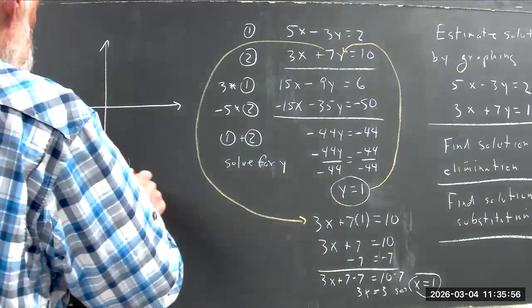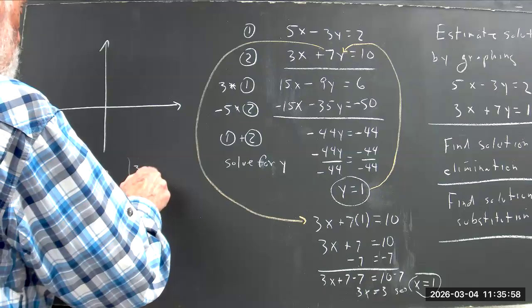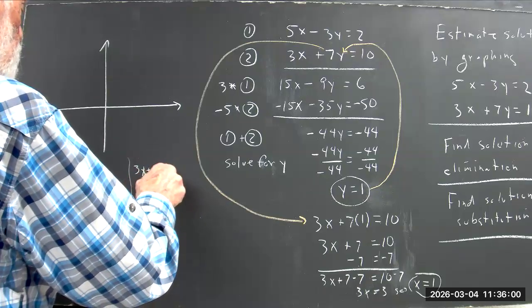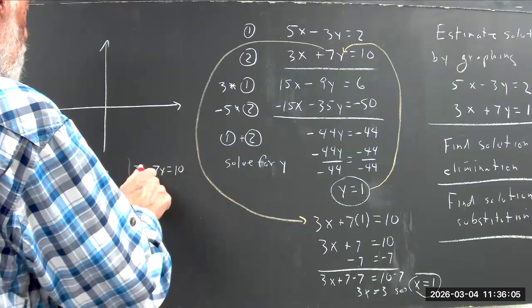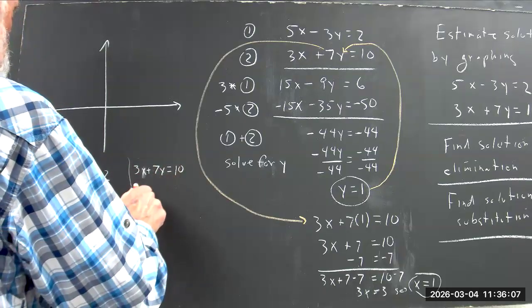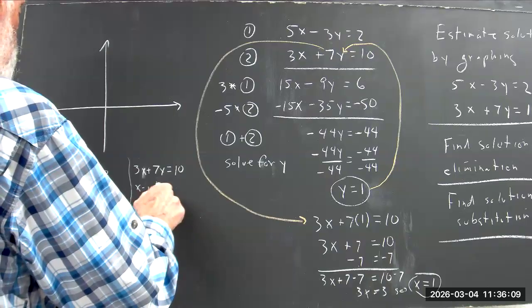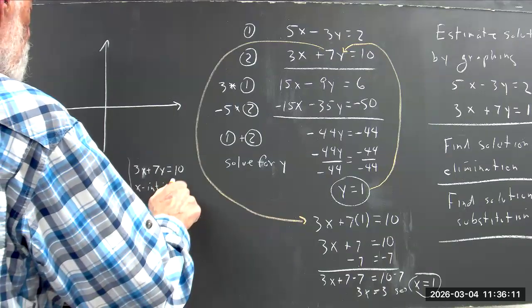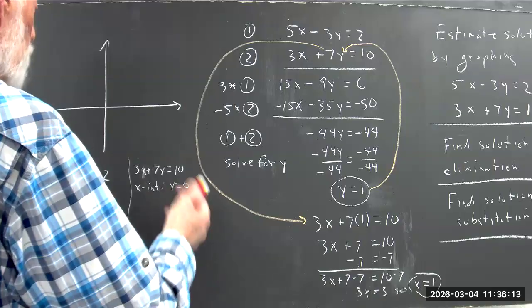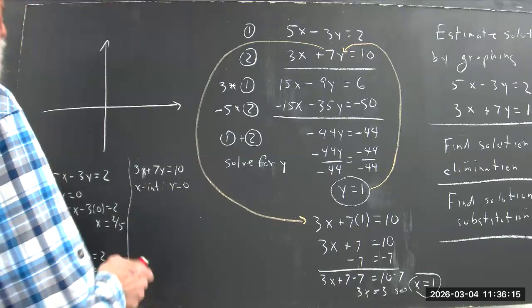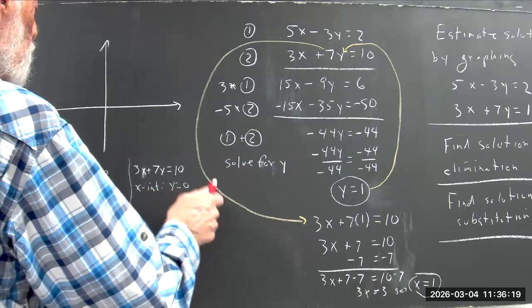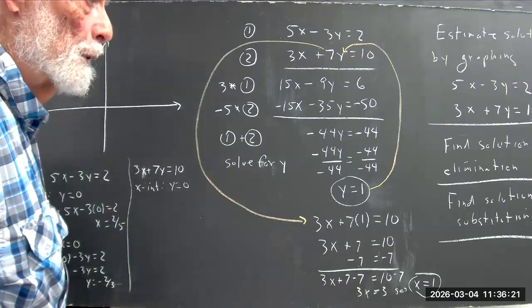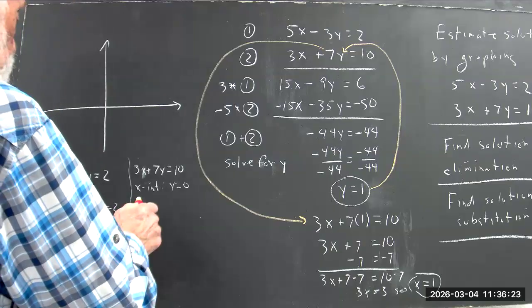Okay, so I've got 3x plus 7y equals 10. The x-intercept occurs when y equals 0. I'm writing that out. I didn't write the words. I wrote x dash int colon y equals 0. It only takes about 3 seconds to write that out, and it's worth doing.